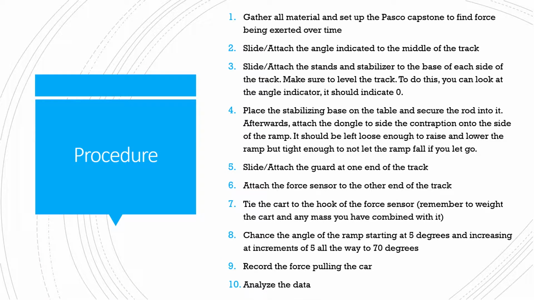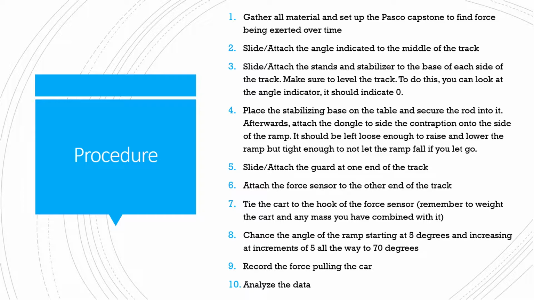To conduct this experiment, we have a procedure of 10 simple steps. Step 1 is to gather all the materials and set up the Pasco Capstone to find the force being exerted over time. Step 2 is to attach the angle indicator to the middle of the track. Step 3 is to attach the stands and stabilizers to the base of the side of the track. Step 4 is to place the stabilizing base on the table and secure the rod to it.